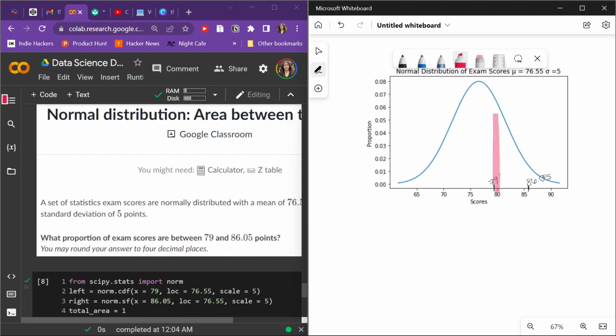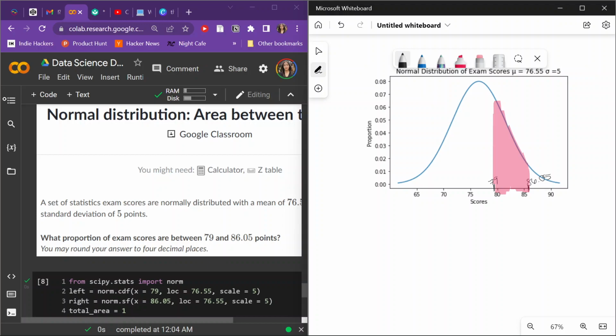They wanted the area under this curve. That is the proportion of exam scores in between those 2 points, right? That's what they wanted. And in Python, from my knowledge, there's no way so far that I know to get that area automatically.